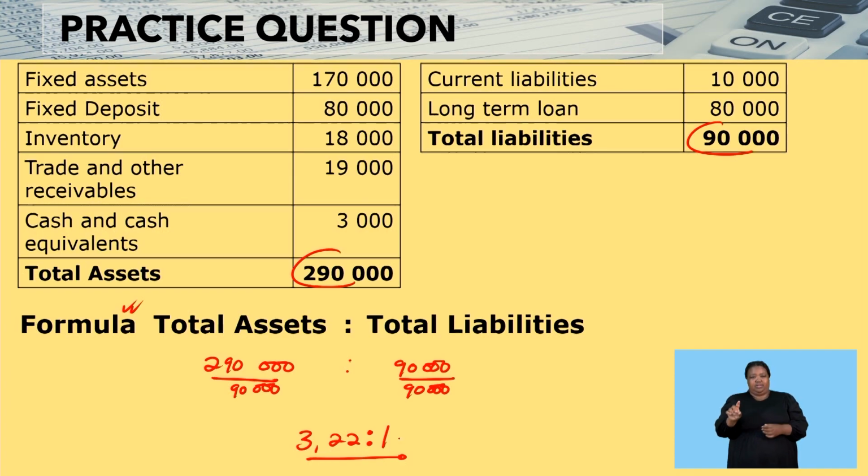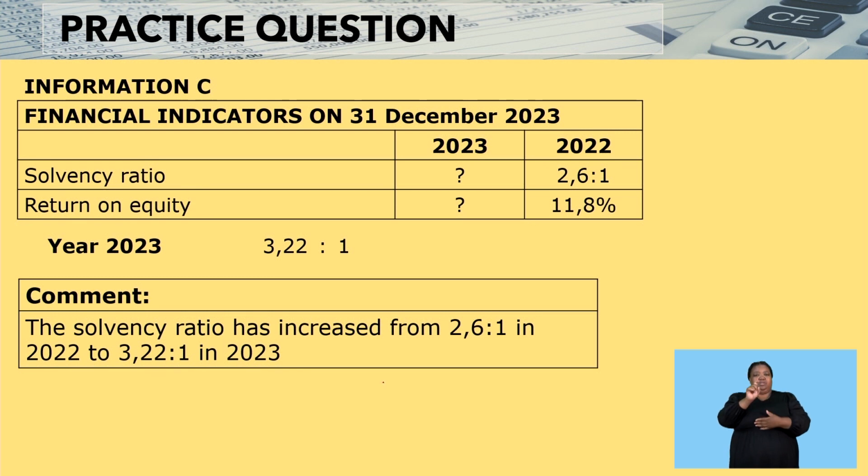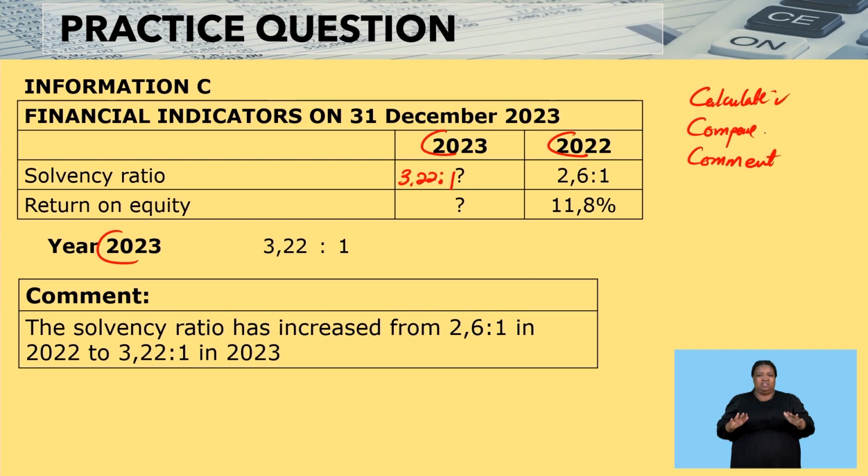The next part of the question required us to comment. So when I'm commenting, I'll now say, in the year 2023, we got 3.22 as to 1. Now, I need to compare 2022 and 2023, because remember, when we do analysis, you need to calculate, and then you compare, and then you comment. So now I am done with calculating. I'm comparing now 2022 and 2023.